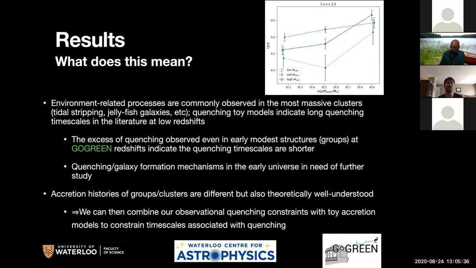Quenching or galaxy formation mechanisms in the early universe clearly need further study. As well, accretion histories of groups and clusters are different, but also theoretically well understood, and there are different ways of approaching how to look at an accretion history. What I'm doing right now, and will be included in the paper, is we're going to combine our observational quenching constraints with toy accretion models for different halo masses and different accretion models to constrain timescales associated with quenching, and then compare to the low redshift universe and see what insights that provides.